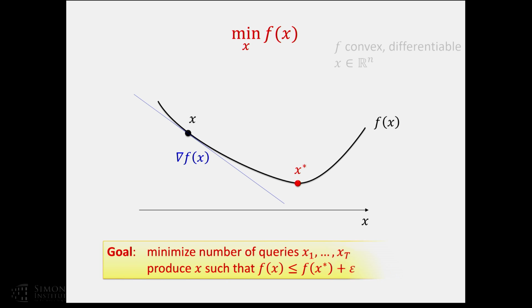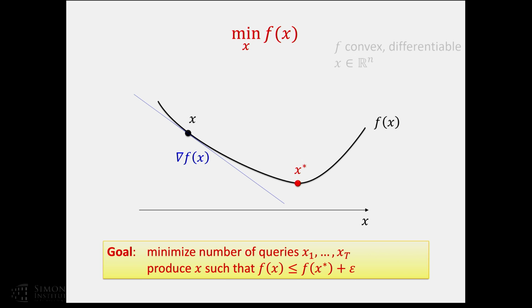In particular, if I denote by x star the minimizer of the function, then the goal of the so-called first order method is to try to minimize the number of query points x1 through xT, so that in the very end I can find an approximate minimizer whose objective distance from f(x) to f(x star) is at most epsilon. Okay, so this is the goal of today's talk. We want to find an epsilon approximate minimizer of a convex and differentiable function.